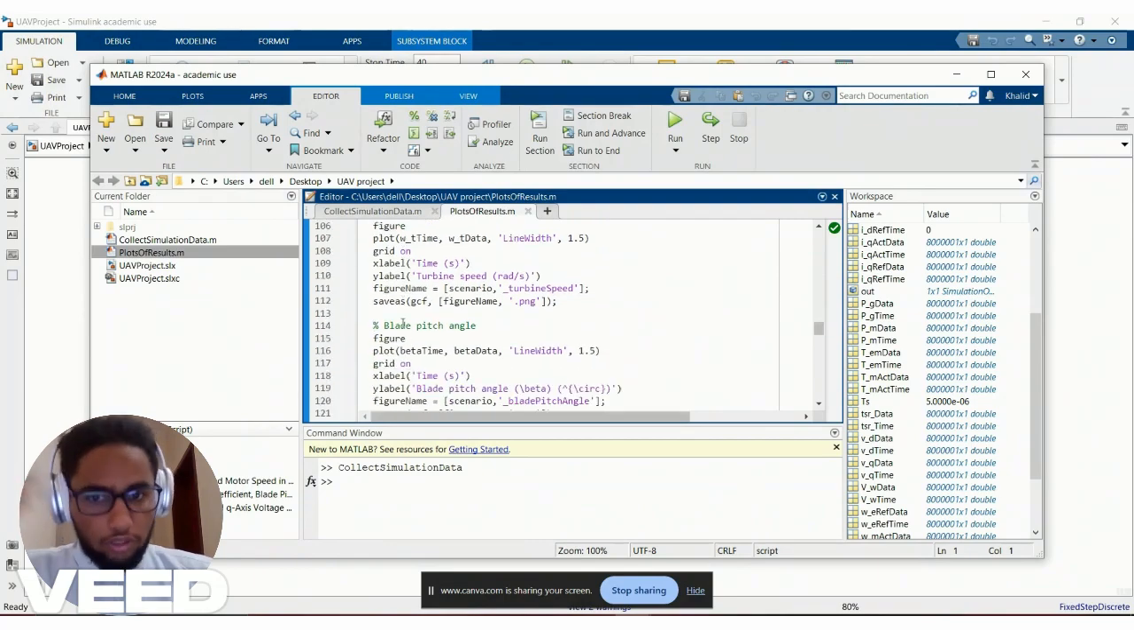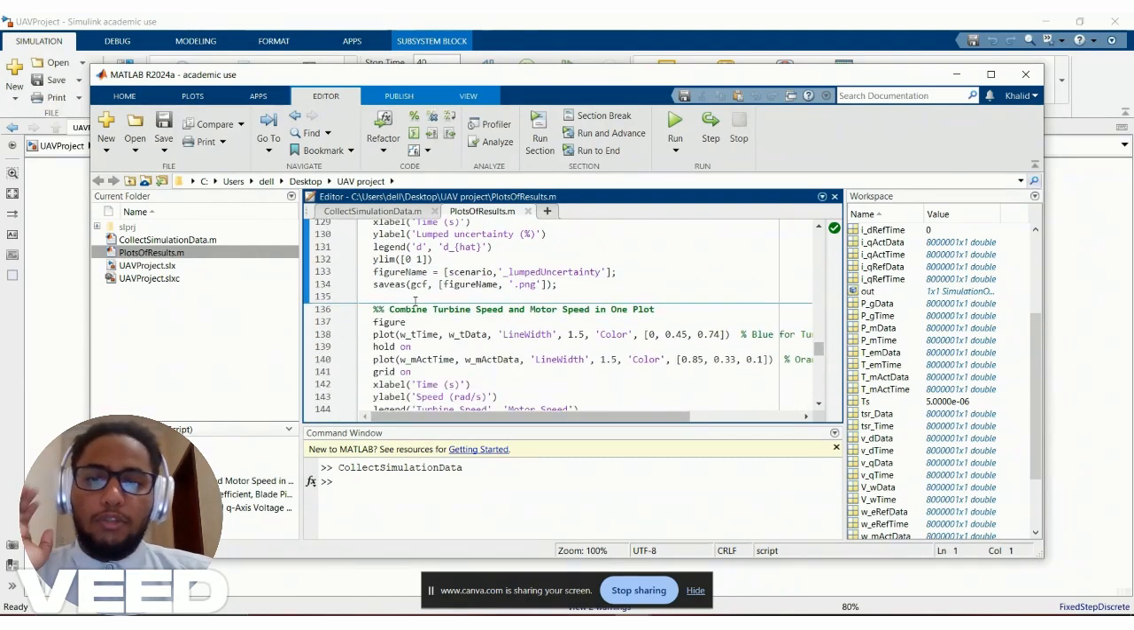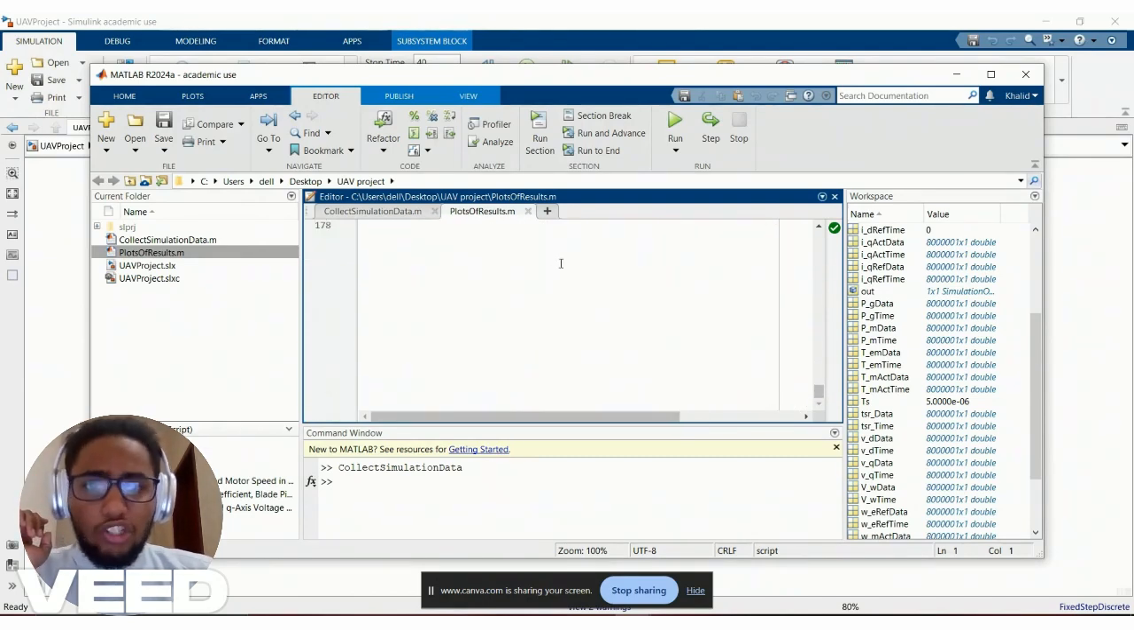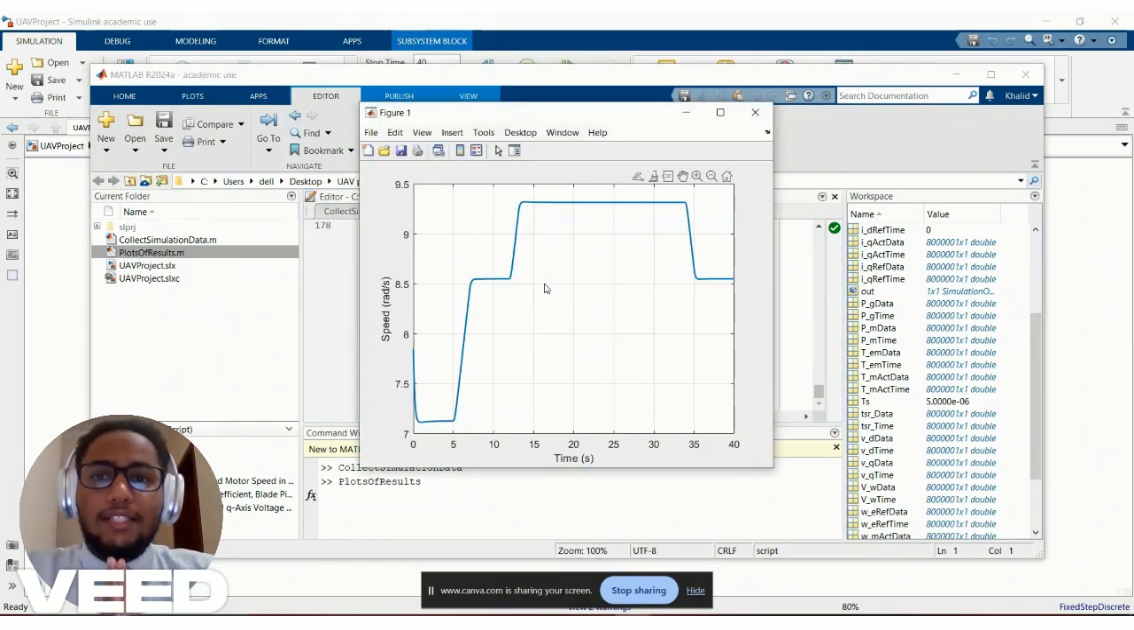The turbine speed and the rotor speed, they are similar, of course. The blade pitch angle, and the lumped uncertainty for the estimation. And we combine many of them in one plot. So let us run them. Okay, and now we can see all the plots together.